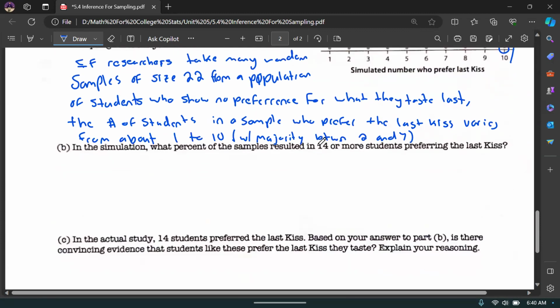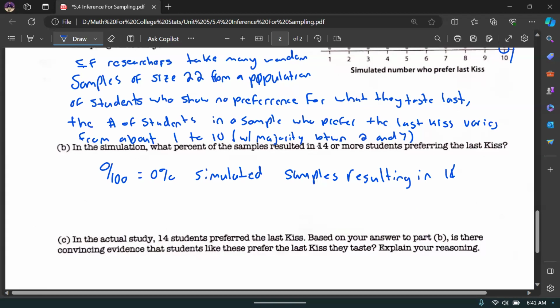All right. In the simulation, what percent of the samples resulted in 14 or more students preferring the last kiss? So in the simulation, zero, none of them, 0 out of 100, or 0% of simulated samples resulting in 14 or more students preferring the last kiss.